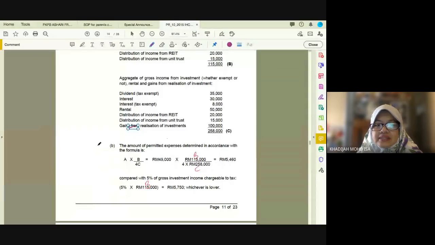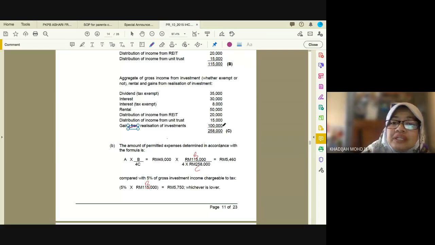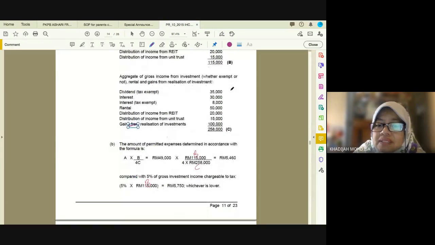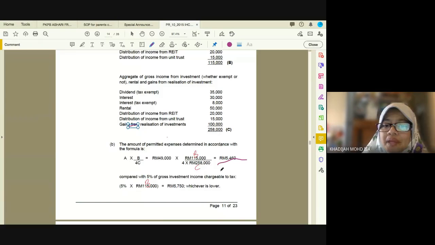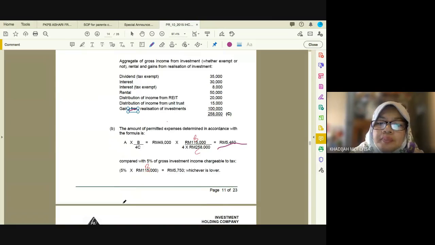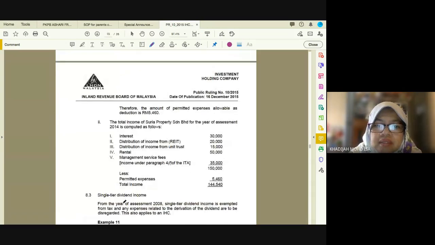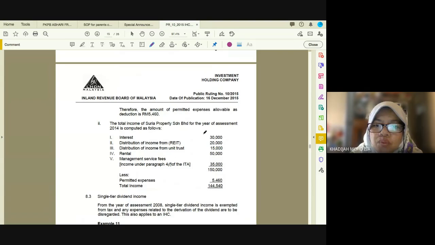Right, so if you have this, then you see that your amount of permitted expenses based on A, B, C is only 5460. So initially your PE is 49,000, but now you only have 5460. And this amount you have to compare with the 5% of your B, which is 5750. So your permitted expenses is only the lower, which is 5460. Right, so now you have decided what is your permitted expenses, which is allowed for deduction. Then you plug into the computation.